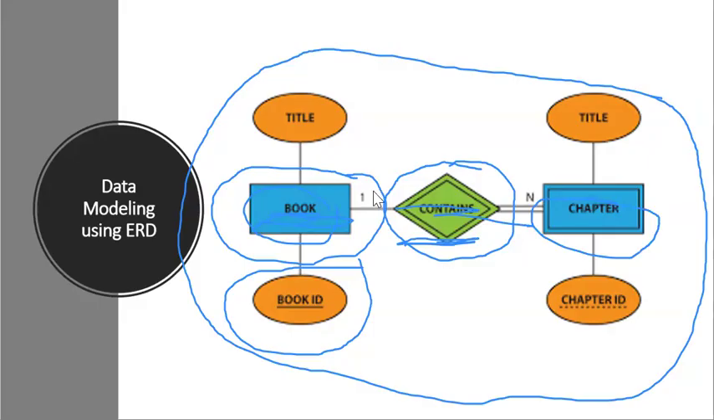Then we also have these. You can see the 1, you can see the N, right? Now those represent cardinalities: how many instances of one entity relate to another. So, for example, a student may register for many courses, but each registration may belong to only one student.